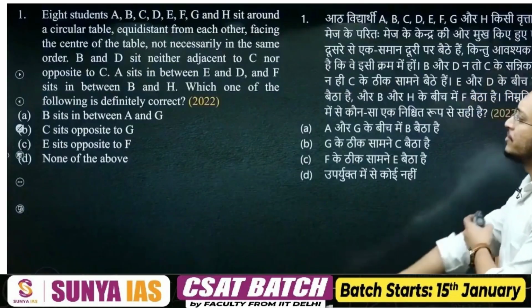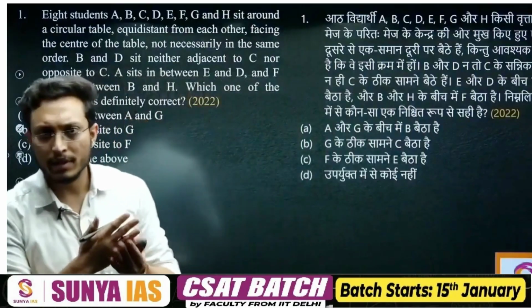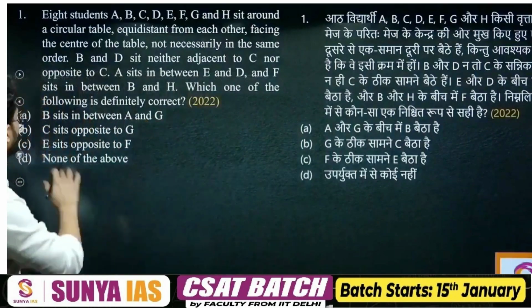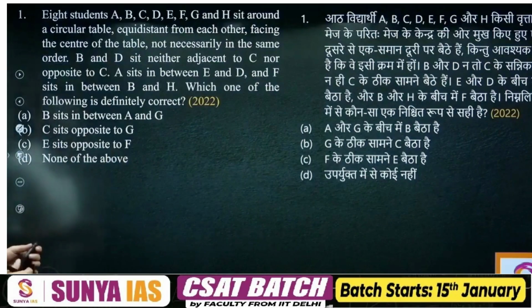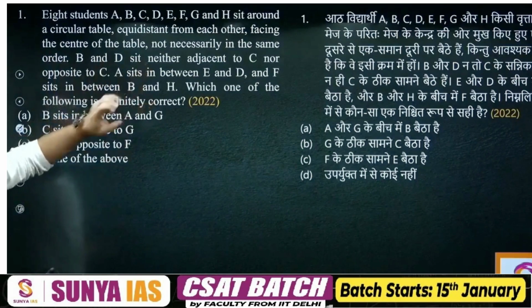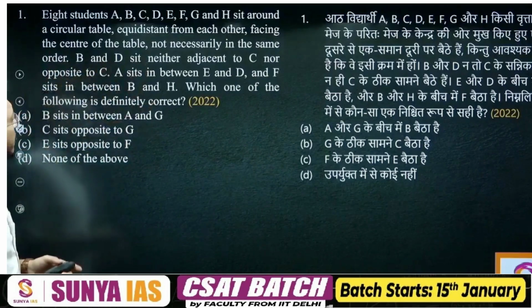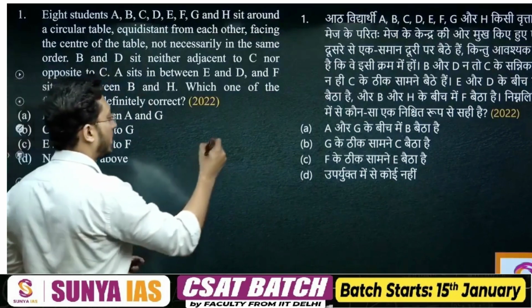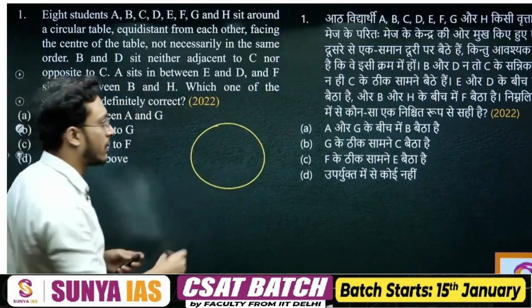Let's start the discussion. The first question is from 2022, that means recent times में इस topic से question नहीं पूछा गया. Now 8 students A, B, C, D, E, F and G sit around a circular table equidistant from each other facing the center of the table, not necessarily in the same order. So it is given that there are 8 people sitting around a circular table.